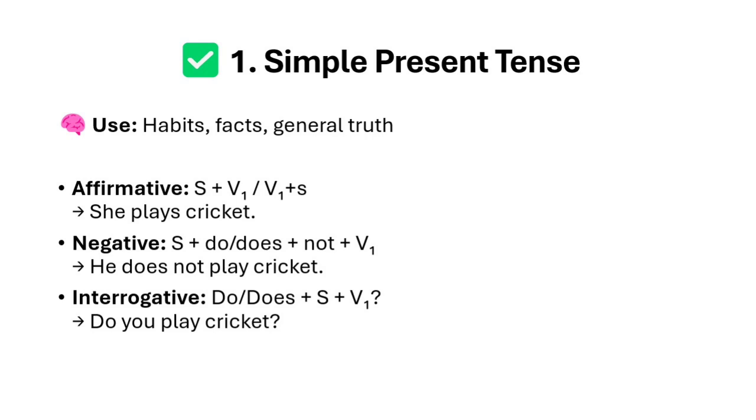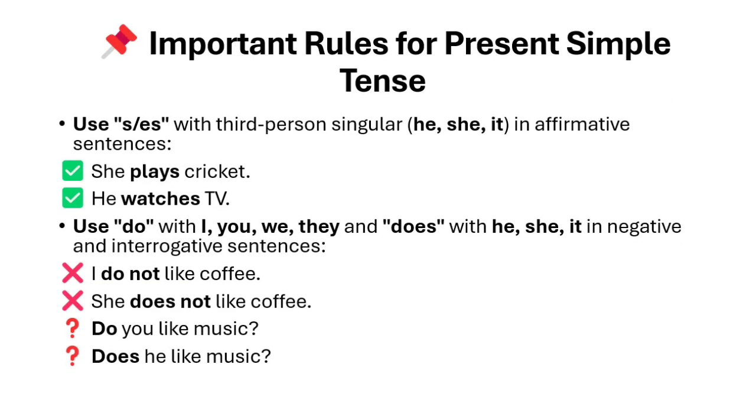Now let's try to understand what is the difference between do and does. Here I have given a few important rules for simple present tense. So the first one is: use s or es with third person singular like he, she, it in affirmative sentences. Okay, you have to understand this only in affirmative sentences, not in negative and interrogative sentences.